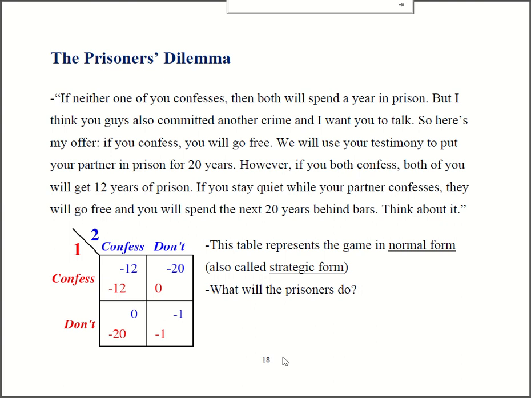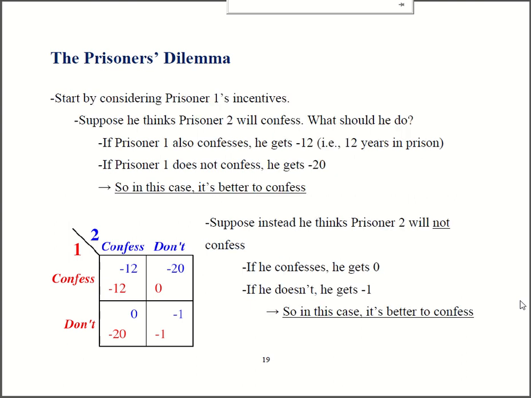So the table is called the normal form of the game, or the strategic form. And now we're going to try to figure out what will the prisoners do. It's a lot easier to analyze the game in a table rather than having to go through description and words. So what's going to happen? So we'll start by looking at prisoner 1. So prisoner 1 can try to figure out what's my best choice for each possibility. So let's say prisoner 1 thinks that prisoner 2 is going to confess. He doesn't know this for sure. They're being interrogated separately, but if he thinks this is happening, here's going to be his reasoning.